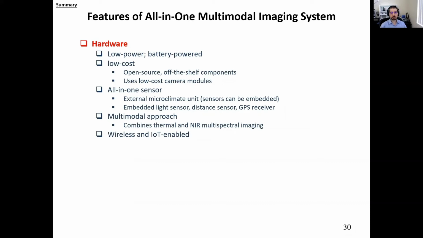Here, the imager is multimodal. It combines thermal and multispectral imaging to be able to do more. It's also wireless and IoT enabled, and these are features that the imager inherits from the single board computers that are used at its core.